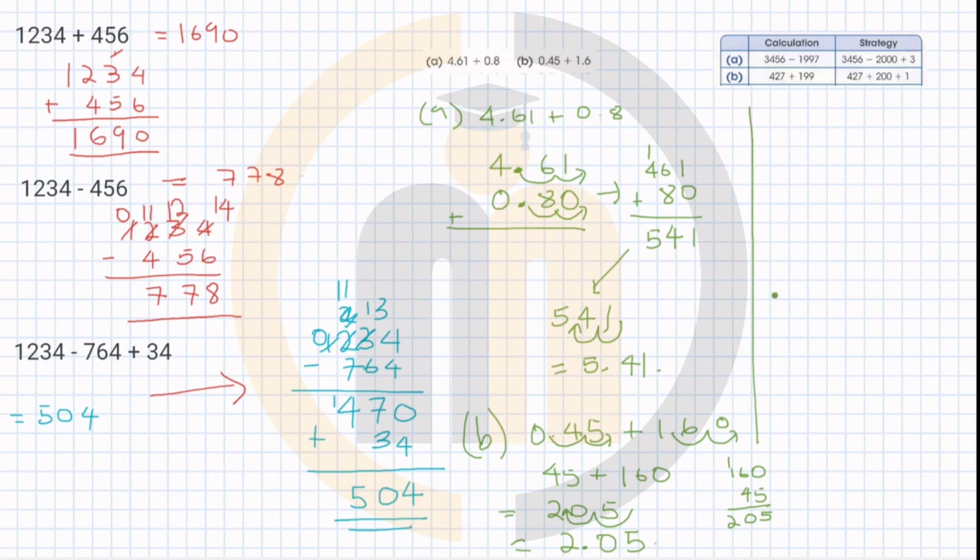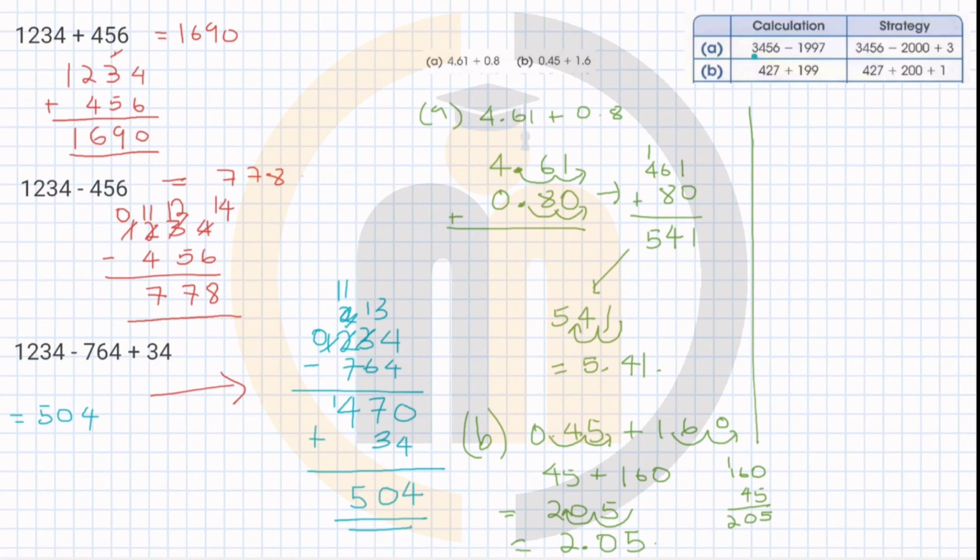Okay, now in this segment here, I'm going to explain to you how quick you can do maths, or mental maths. Right, so we have a number 3,456 minus 1,997. Alright, so we can do this mentally by making it into a simpler number. Okay, how we do that is we have 1,997. We can make this into a 2,000 by adding 3 into it.